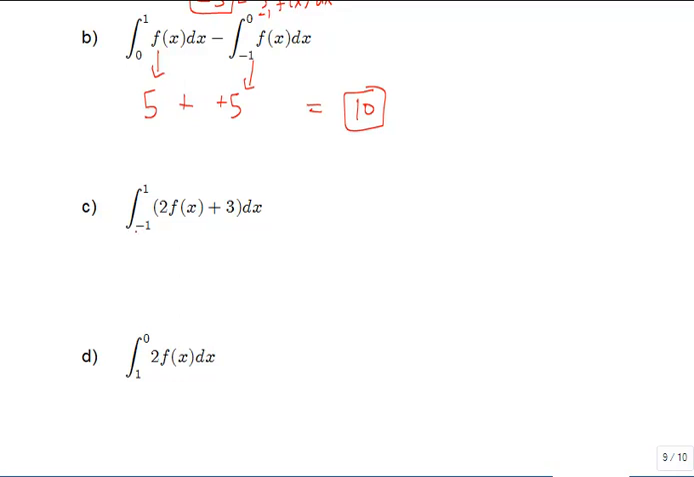Okay, how about the integral from -1 to 1 of 2f of x plus 3 dx? So here we're going to use some properties of integrals to split up this sum, and then we're also going to use some constant multiplier rules. So first I'm going to split up this sum into the integral of 2f of x dx plus the integral of 3 dx. So I just split up the sum. Now this 2 is a constant multiplier, so I'm going to pull it out front.